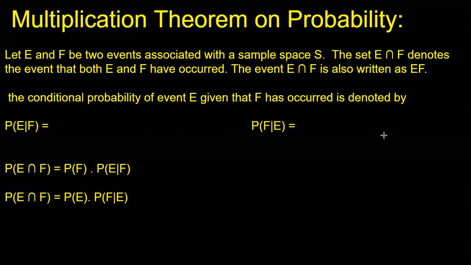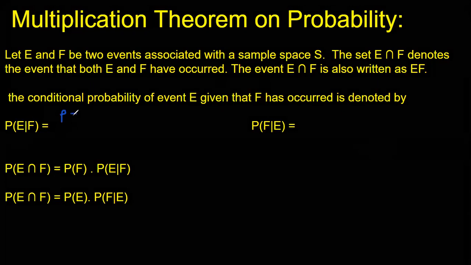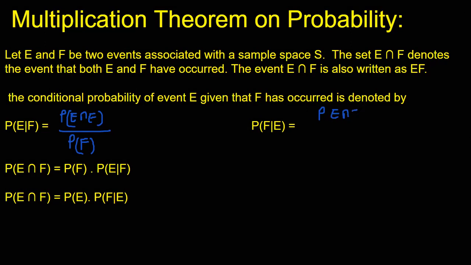In the last class, we talked about conditional probability. The conditional probability of event E when F has already occurred was given by P(E|F). And we wrote P(E|F) as P(E ∩ F) divided by P(F). That's what P(E|F) was defined as. Similarly, P(F|E) can be written as P(E ∩ F) divided by P(E).